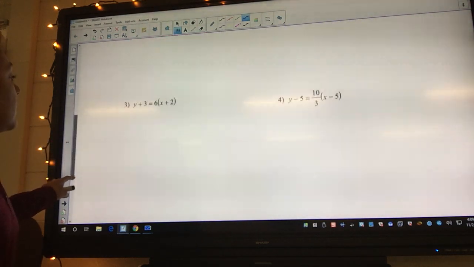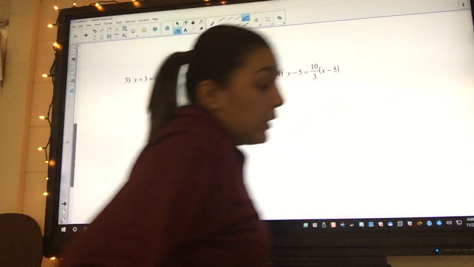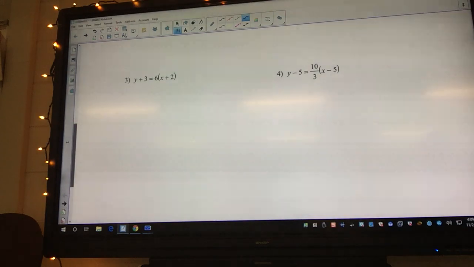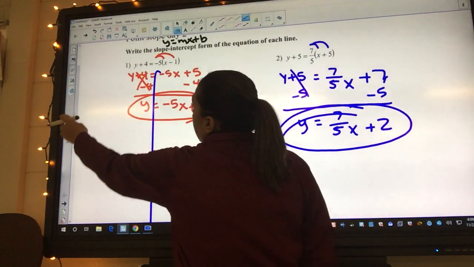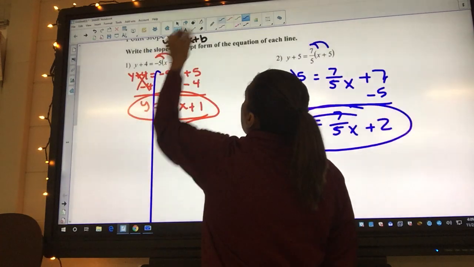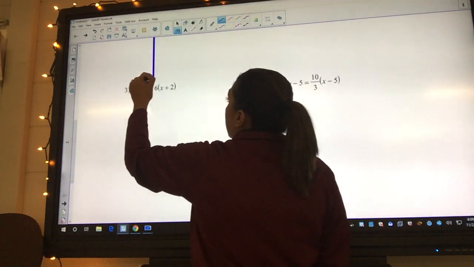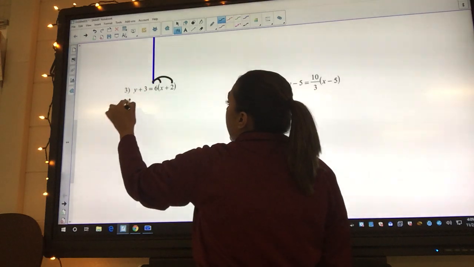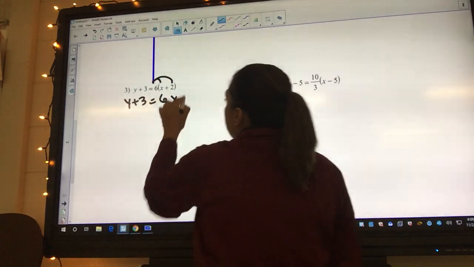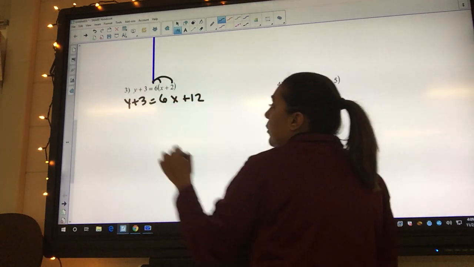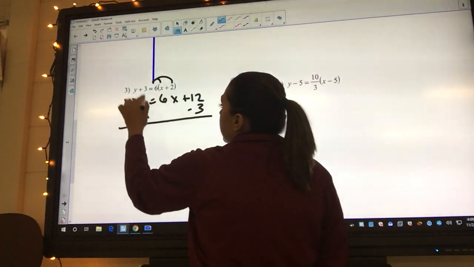Okay, well, we can look at number 3, and same thing. It's in point slope form, and we want to convert it and get it into slope-intercept form. So our first step is going to be to distribute. So we got y plus 3 equals 6x. 6 times 2 is going to be 12. We're going to say minus 3, minus 3, and it's got to go under that 12 because there's no x with it.